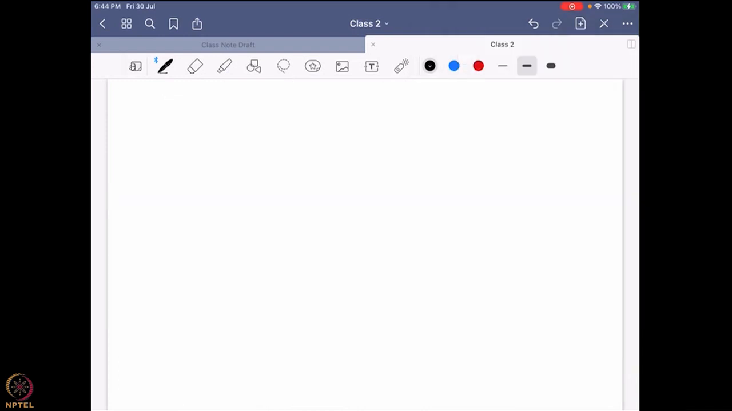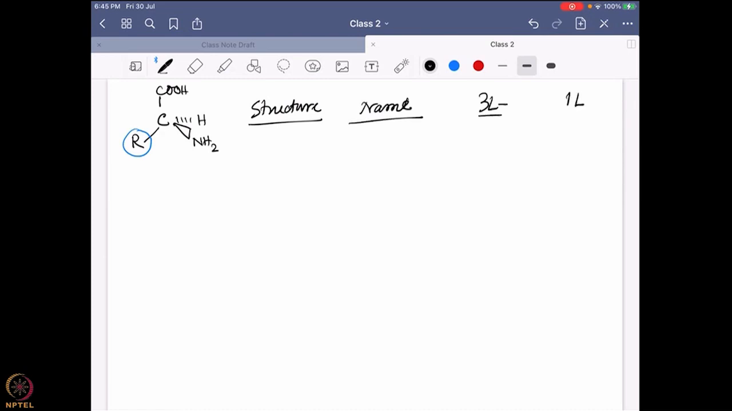Next. Again, I'm just drawing the group, and over here I'm mostly following this R group. So again, I'm going to write the structure over here first, then the name of the amino acid, the three-letter code, and the one-letter code.